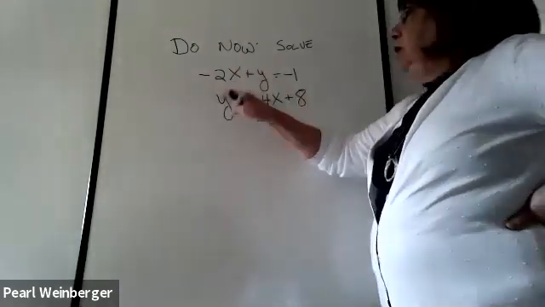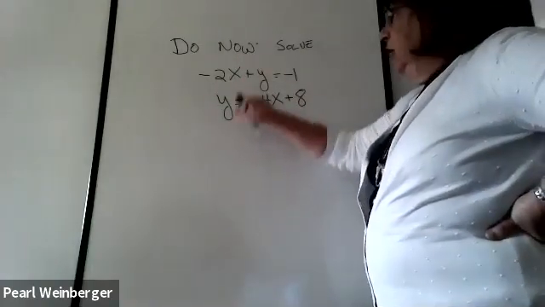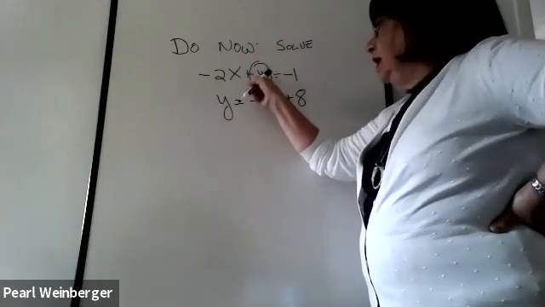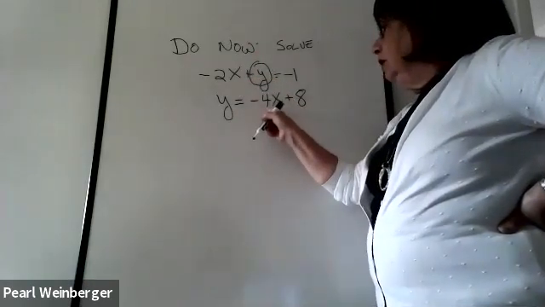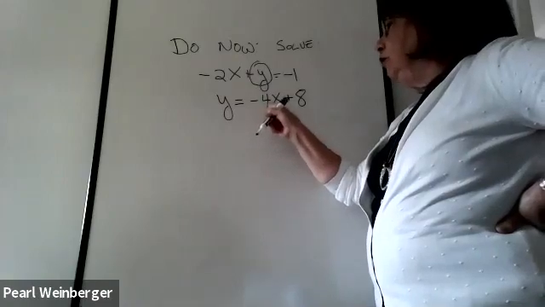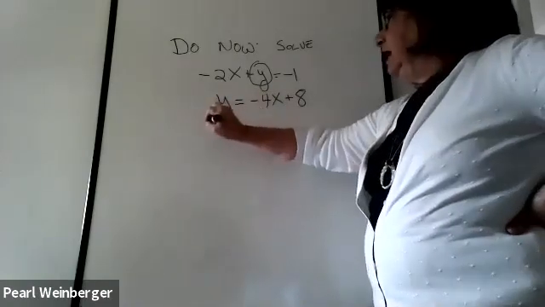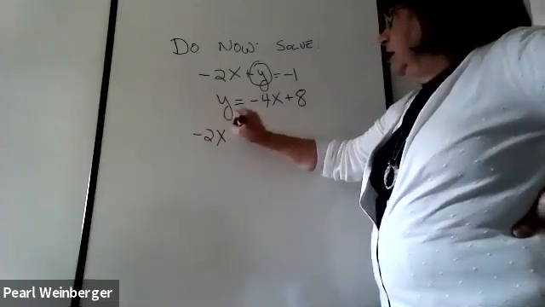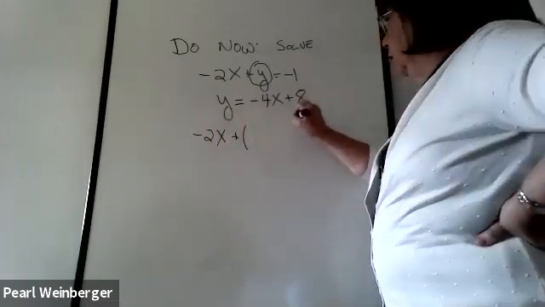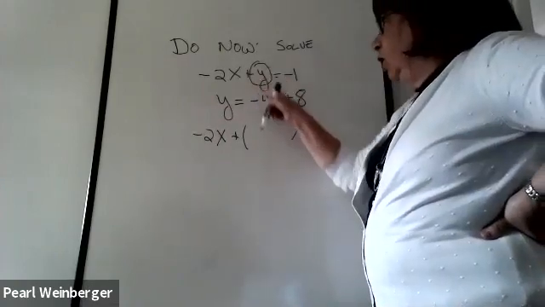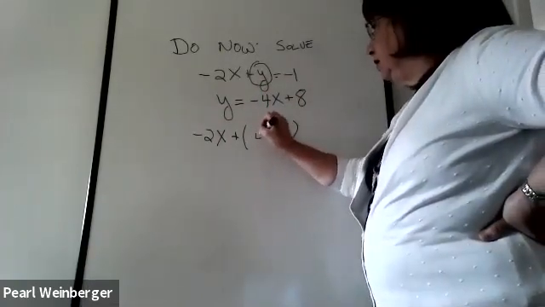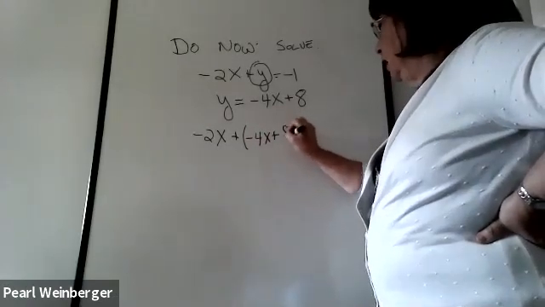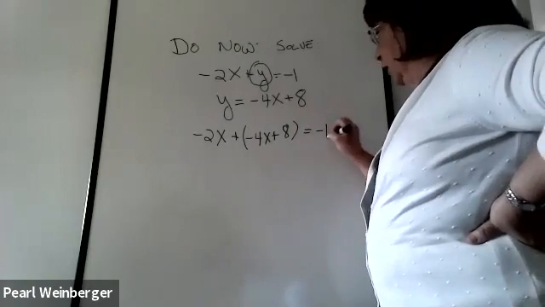Okay, if we're using substitution, I'm going to go to my first equation, and where I see the y in that first equation, I'm going to replace it. I'm going to substitute for it negative 4x plus 8. So my top equation will become negative 2x plus, well, now here's my y. Instead of putting y, I'm putting negative 4x plus 8. And that's going to equal negative 1.